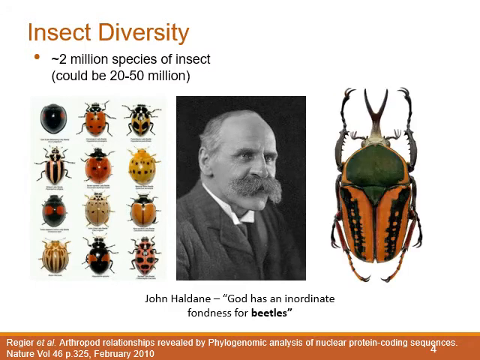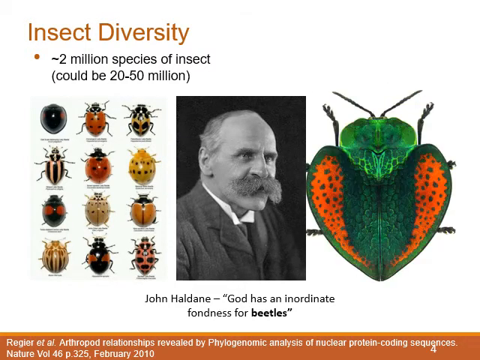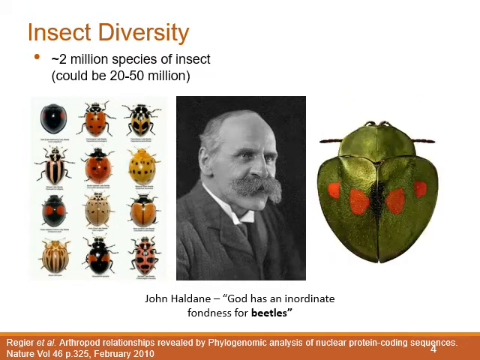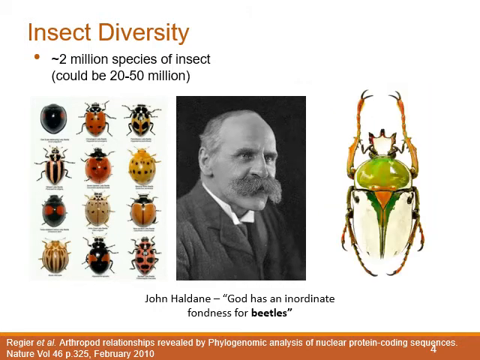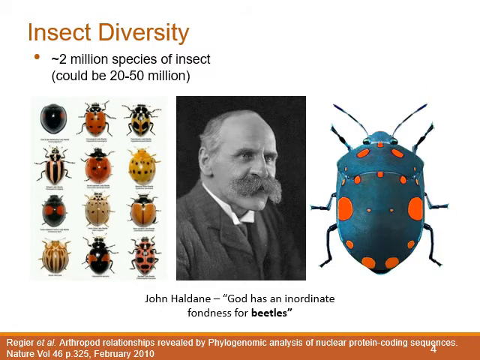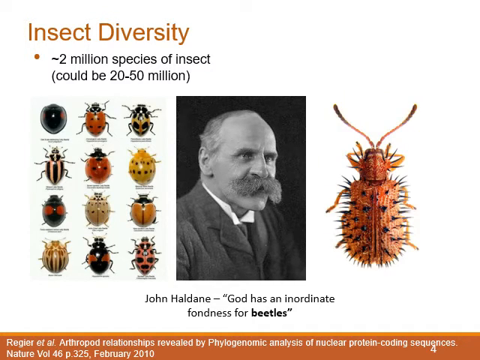Even the beetle family alone has over 350,000 different known species. That constitutes around 40% of all described insects and 25% of all known animal life forms. So just the beetles alone are a massively diverse and numerous group.